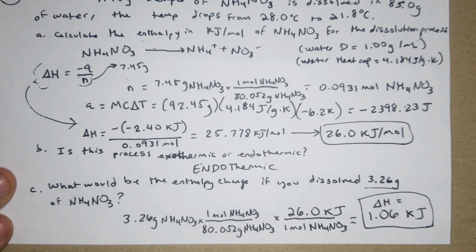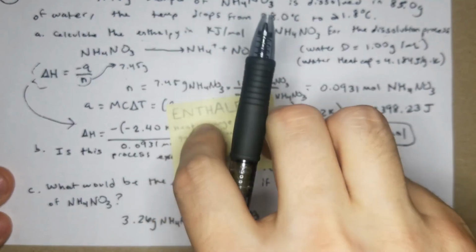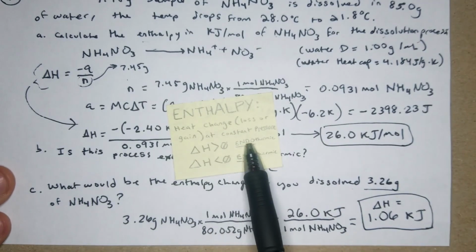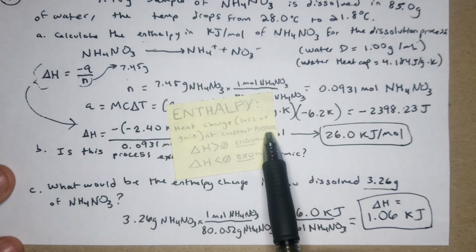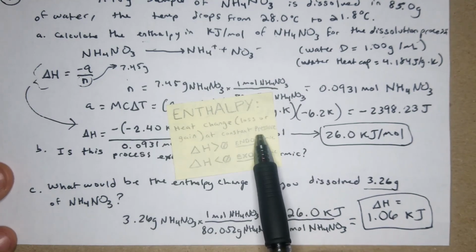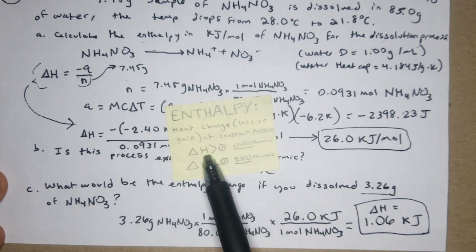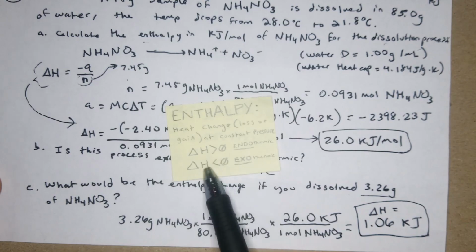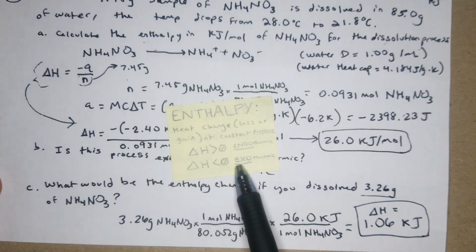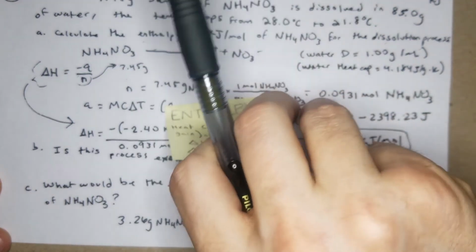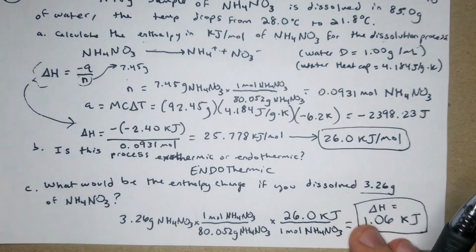All right, cool. So yeah, again, enthalpy, it's good to know. It's just heat change at a constant pressure. Keep that in mind. It won't always be the case in more advanced thermochemistry problems, but I think for most of Gen Chem it should be. And then if delta H is greater than 0, it's going to be endothermic. If delta H is less than 0, it's going to be exothermic. So yeah, a couple more problems here. Hopefully this helps someone.